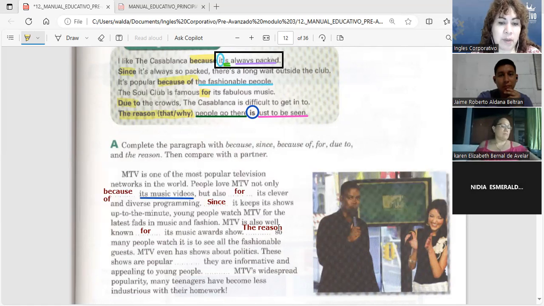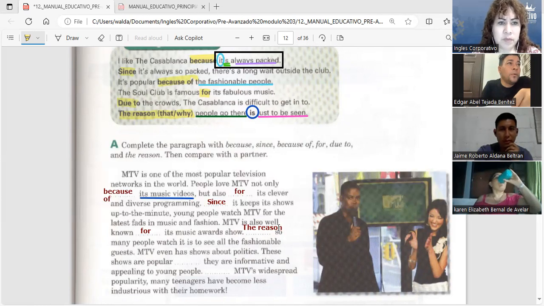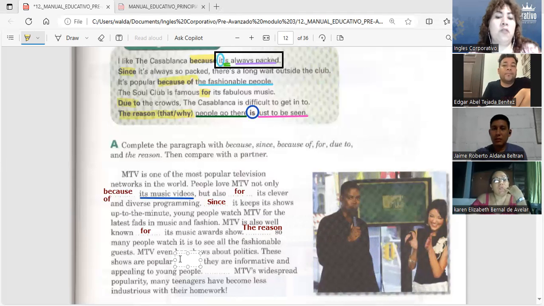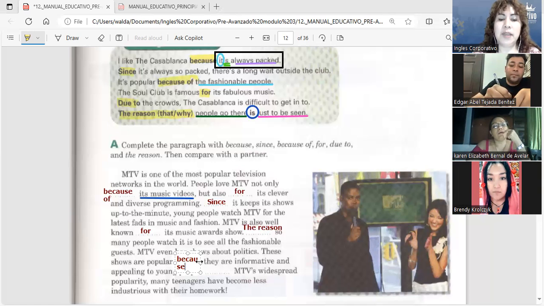MTV even has shows about politics. These shows are popular due to? Because. No, due to is always going to be using a noun or a noun phrase. And here we don't have a noun or a noun phrase, we have a clause. So this one works better with because. Exactly. So because they are informative and appealing to young people.